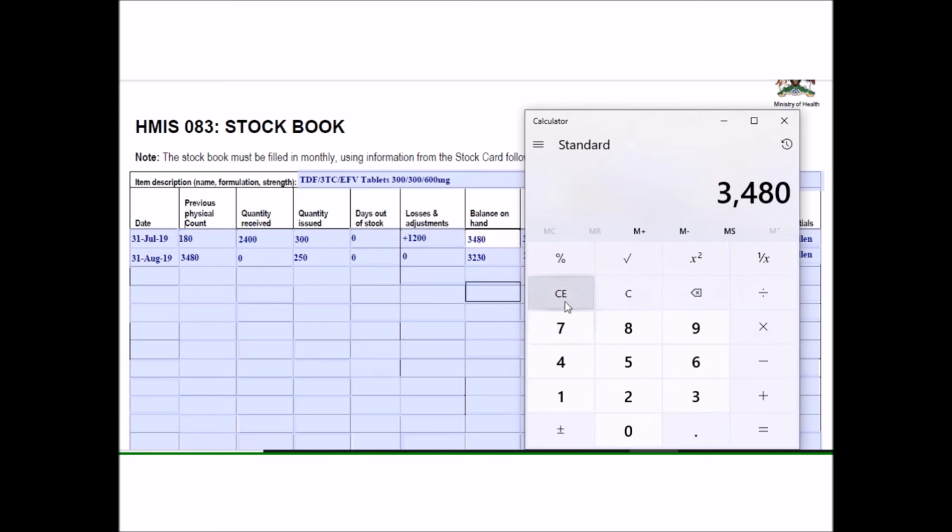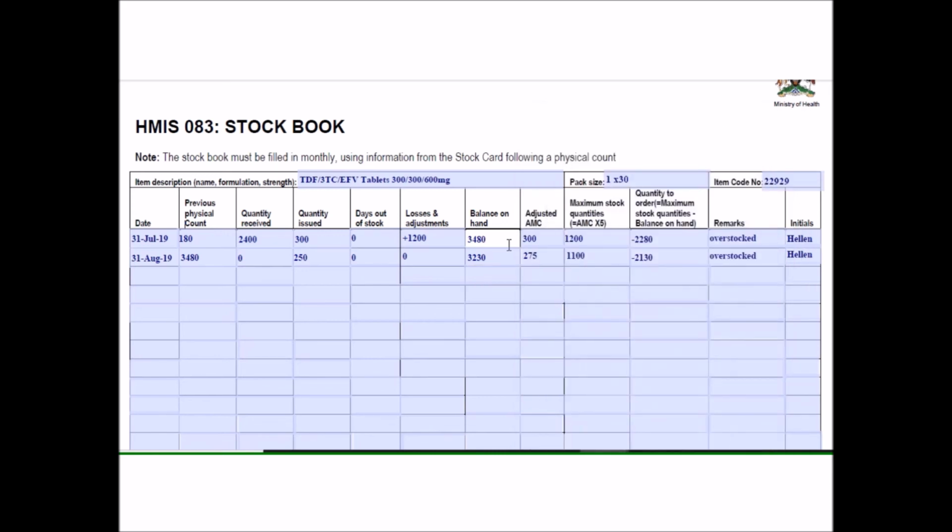We go to August. You start with 3,480. You didn't receive anything. You didn't have any adjustment. So you subtract from that your consumption of August. You get 3,230, which tallies with your physical count. It means all the transactions in August were accurate.